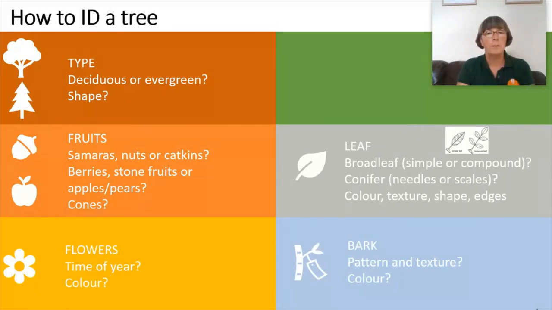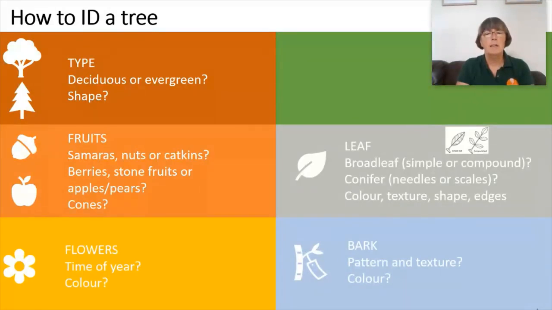Look at the leaf shape. Is it a broadleaf tree, one of those deciduous ones again, where its leaves are either simple or compound? A simple leaf is one that just has one leaf growing on a stalk. A compound leaf has a stalk with lots of little leaflets on it. Or is it a conifer? Again, remember the Christmas tree shaped tree? It might have needles on it.